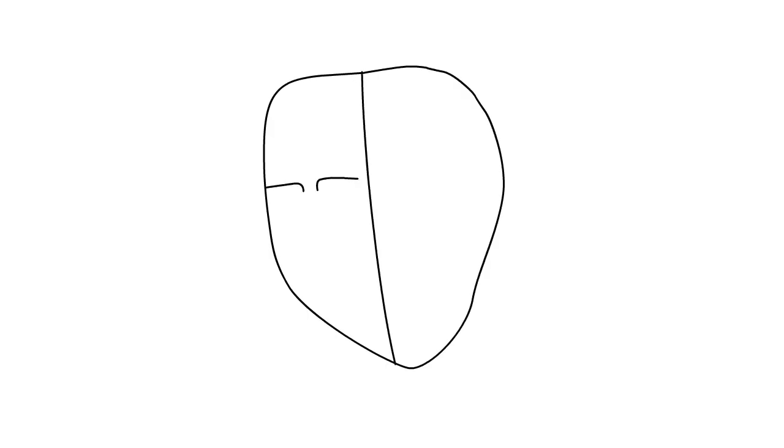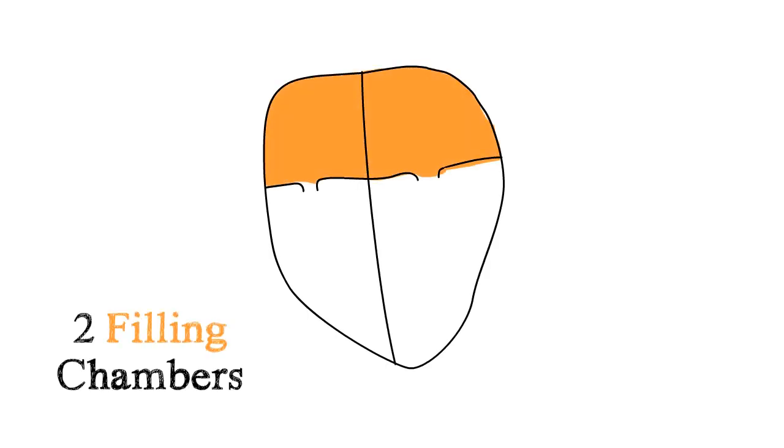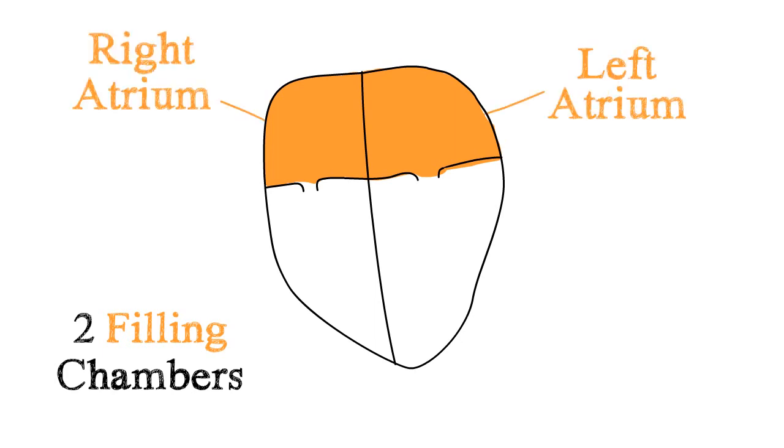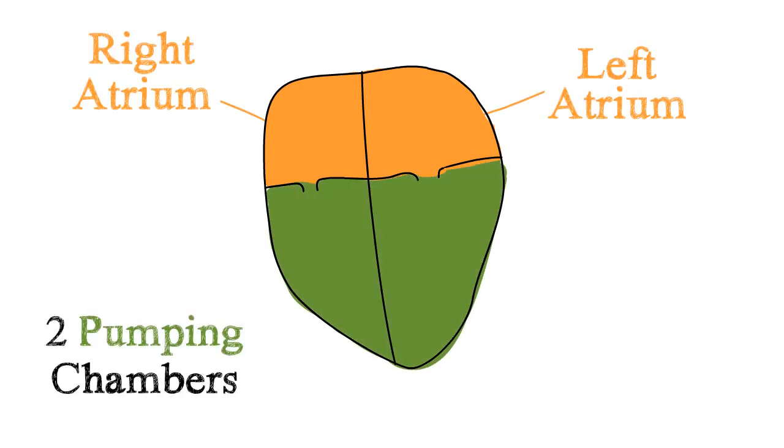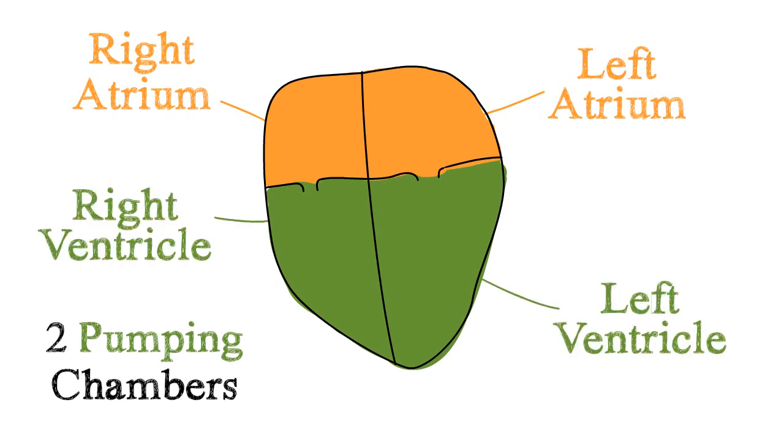The heart is made up of 4 chambers. 2 filling chambers, known by the medical terms right and left atria, and 2 pumping chambers, known as the right and left ventricles.